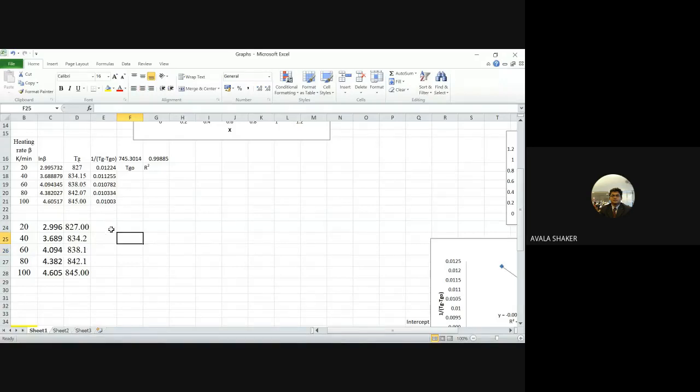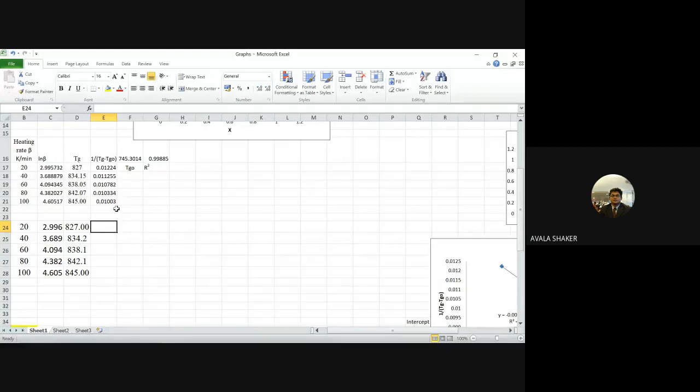So what I need to actually plot is a graph of 1 divided by Tg minus Tg0, which is the glass transition temperature at 0 degrees centigrade. But I don't know this value. I know that this data is a linear fit from the other calculations, so I'm pretty sure I should get a straight line graph.